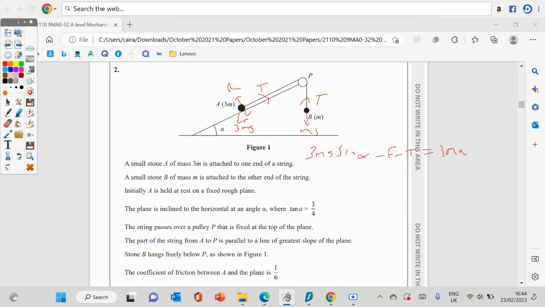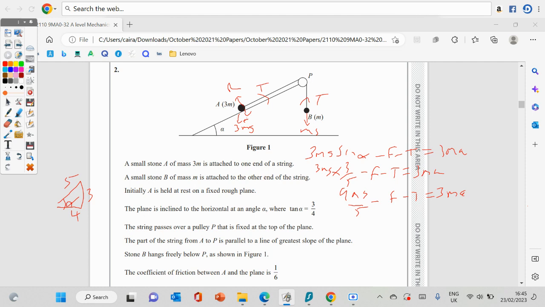Right, I know that tan alpha is 3/4, so sine alpha, using a quick diagram, if this is my angle alpha, this will be 3, that'll be 4, so this will be 5. It's a 3, 4, 5 right angle triangle, so sine alpha will be 3/5. So you've got 3mg times 3/5 minus the frictional force minus the tension is 3ma. Writing it as 9mg over 5 minus friction minus tension is 3ma. And that will do for part A.